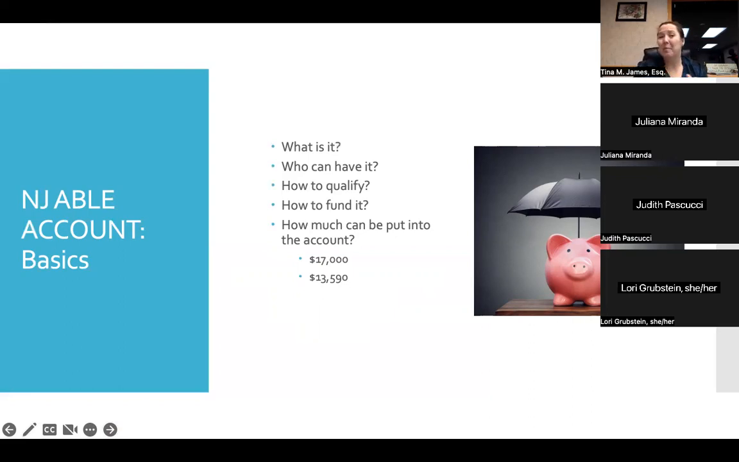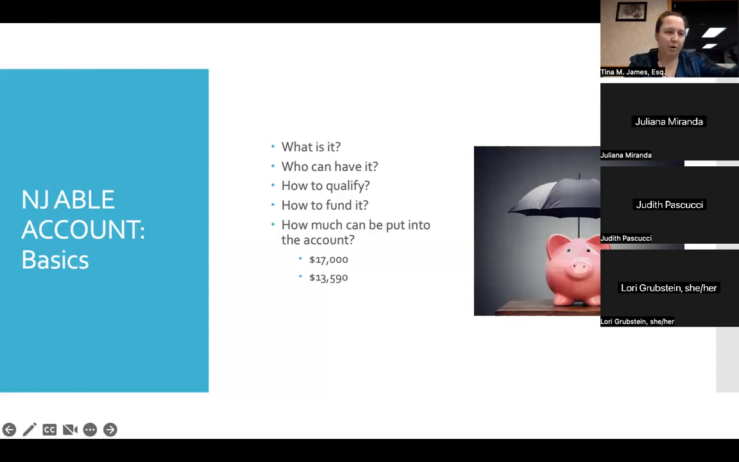This can be funded by mom, dad, or the individual themselves. Anybody can fund this account. It's an investment account, so it does earn interest, and that interest is earned tax free, much like a college savings account.